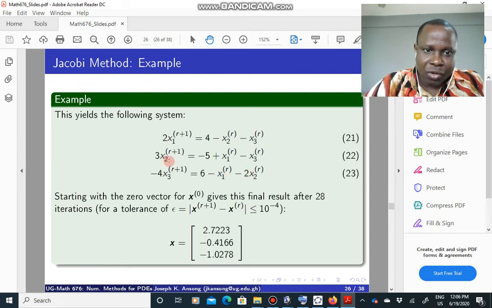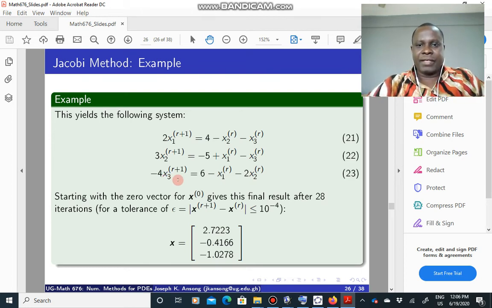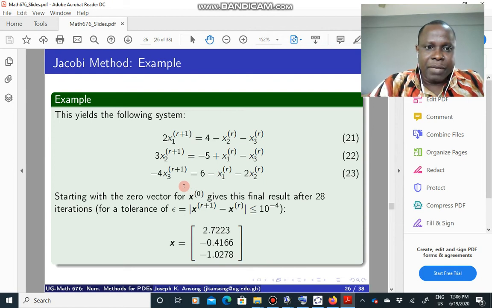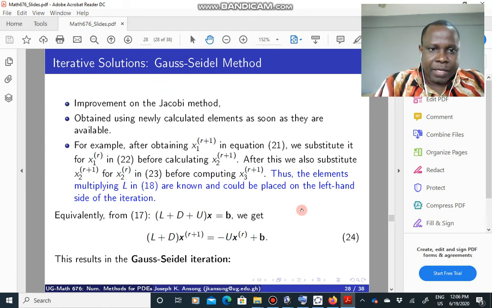You do the same thing for here. You have already solved for an improved value, which is x2, so you take x2 at r plus 1 and plug it in here before you solve for x3. So you see that it is an improved method to the Jacobi method. That is what our next few slides will be explaining. Okay, and so the Gauss-Seidel method is an improvement, of course, on the Jacobi method.